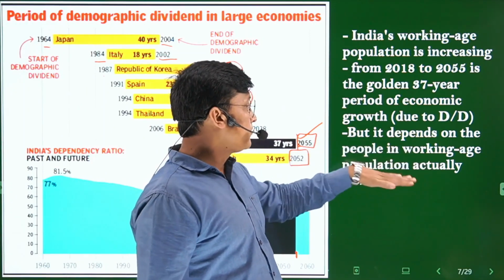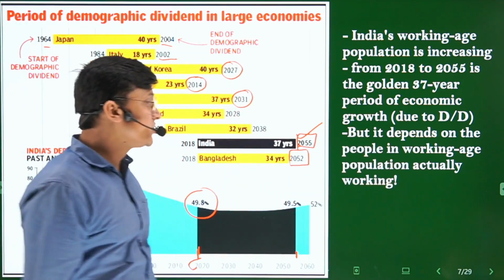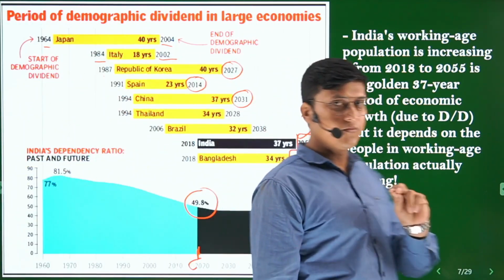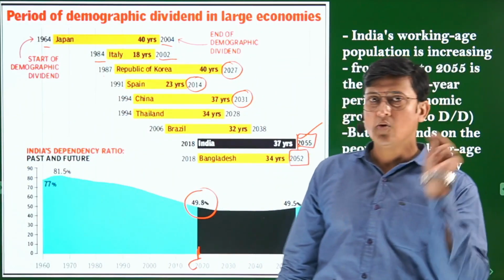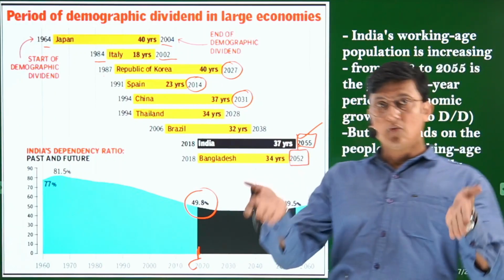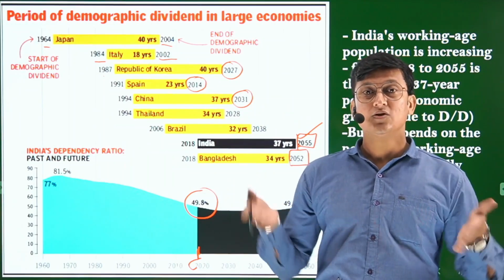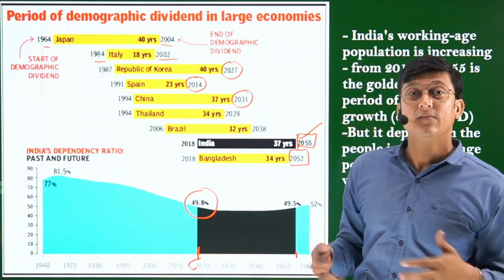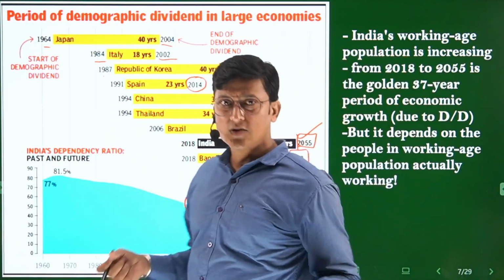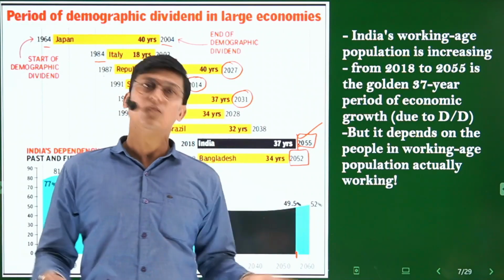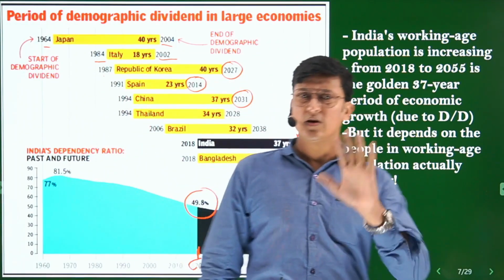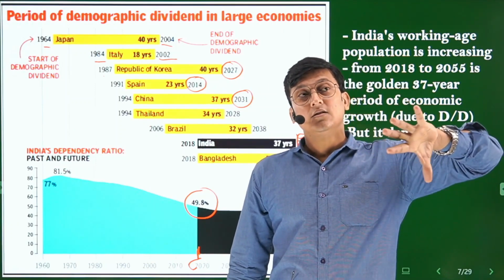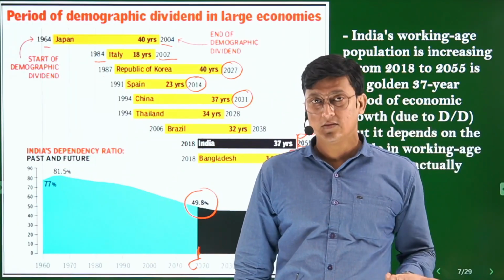But it depends on the population in working age, population actually working. So this is the problem which we will be seeing in just a moment. Yes, there is a raw material. Yes, there is a population who is ready to work. But how much percent of the population is actually working? Whether they have the resource to work or they don't want to work. Let me tell you, ऐसा कोई नहीं होता जो काम करना नहीं चाहता है. This is only when they don't have the opportunity to work.